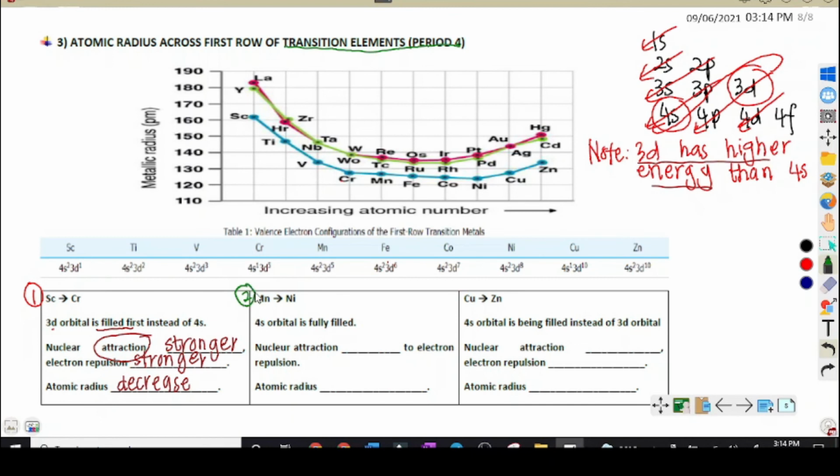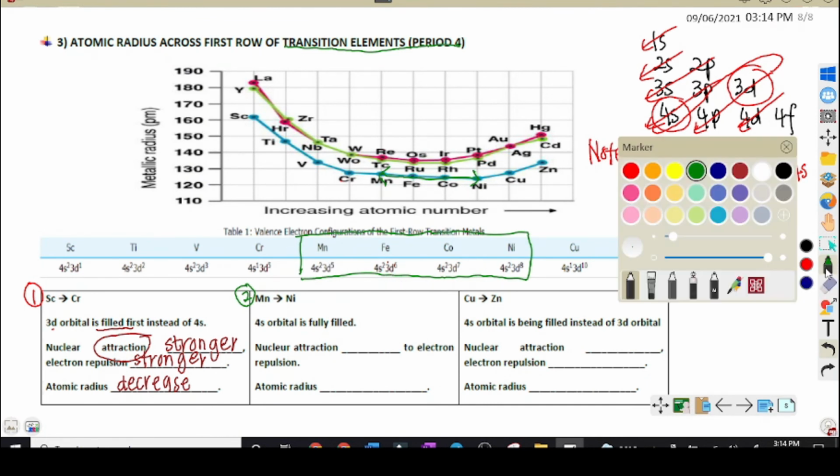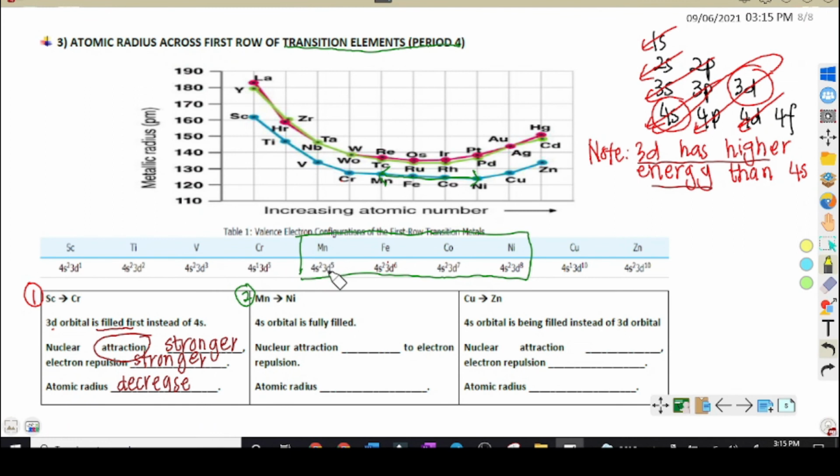The second one, going from manganese to nickel. From manganese to nickel, we have this trend, which is a constant value. So the valence shell would be this one. We're going to observe the difference between the 4s and 3d for these elements. For manganese we fill the 3d with 5, iron 6, cobalt 7, and nickel with 8 electrons in 3d orbital. So the 4s is fully filled together with the 3d orbital.